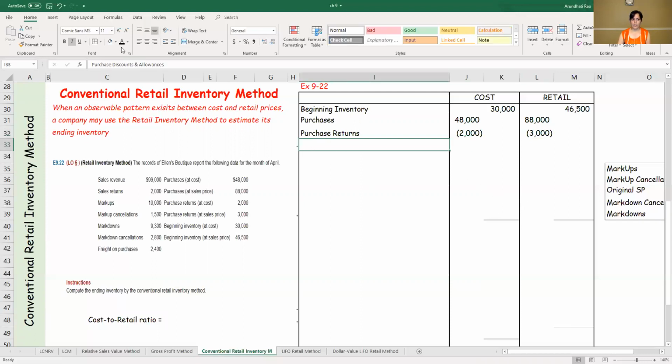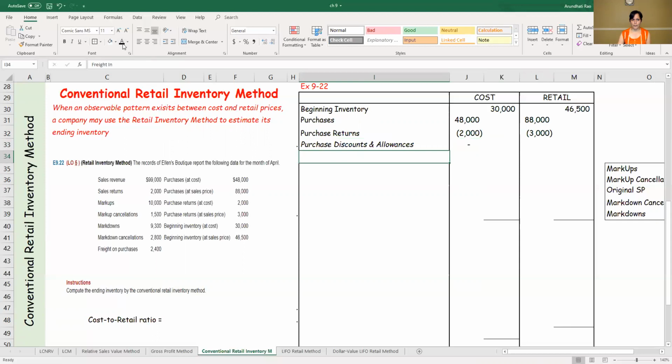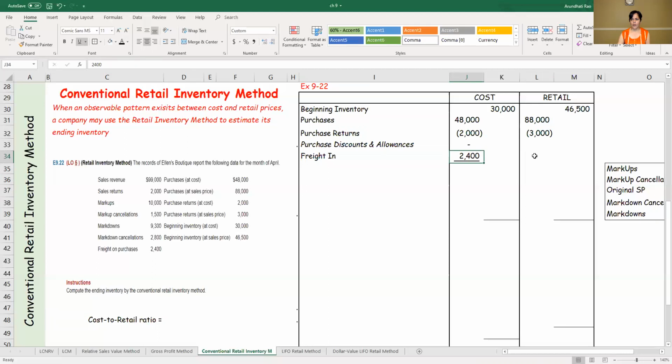Now, if there were any purchase discounts and allowances, I would have it in the cost column, but I would not put it in the retail column. It wouldn't appear over here. It's only in the cost column because it adjusts the cost of the purchase. The next item I have is freight in, and freight in over here is $2,400. There is no retail value for the freight in. Freight in is basically transportation, what I paid to bring the inventory in from the manufacturer. I brought it in and I paid $2,400. There's no retail value to that.